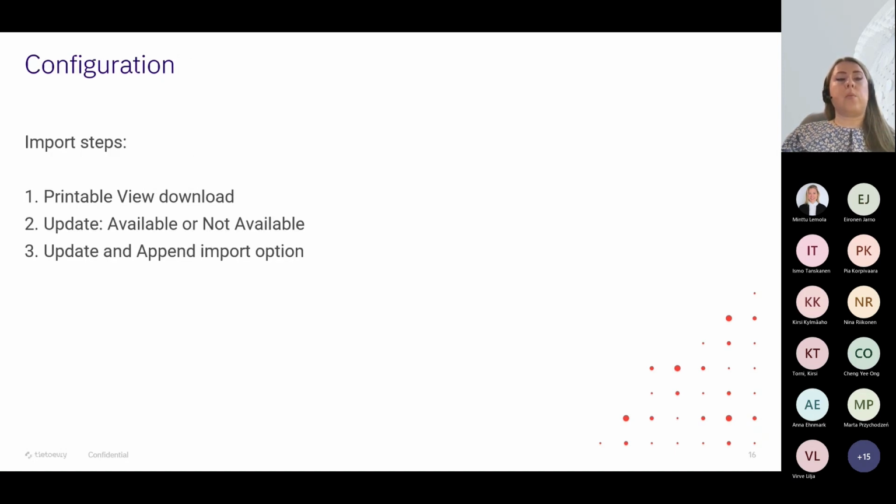So begin with the printable view download of the dimension that you are updating. Then update the dimension value rows to available or not available for each applicable version column. Finally, select the Update and Append Import option when you return to Model Management Dimensions.